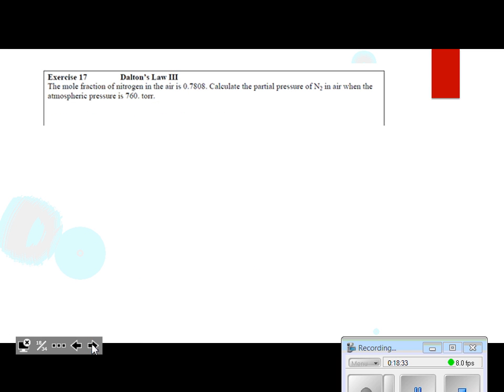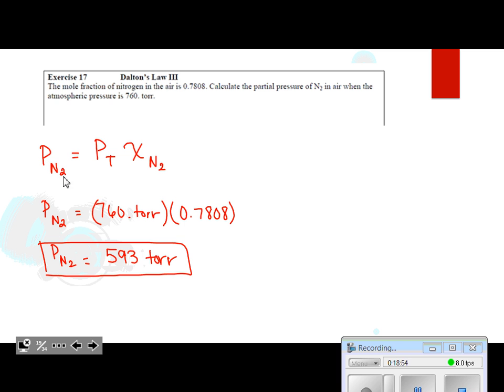Next problem. The mole fraction of nitrogen in the air is 0.7808. Calculate the partial pressure of nitrogen in the air when the atmospheric pressure is 760 torr. So you know the mole fraction of nitrogen, you know the total pressure, you just want the partial pressure of nitrogen. Same deal, partial pressure is equal to total pressure times mole fraction. Just plug in your numbers, and there's your partial pressure of nitrogen, 593 torr.